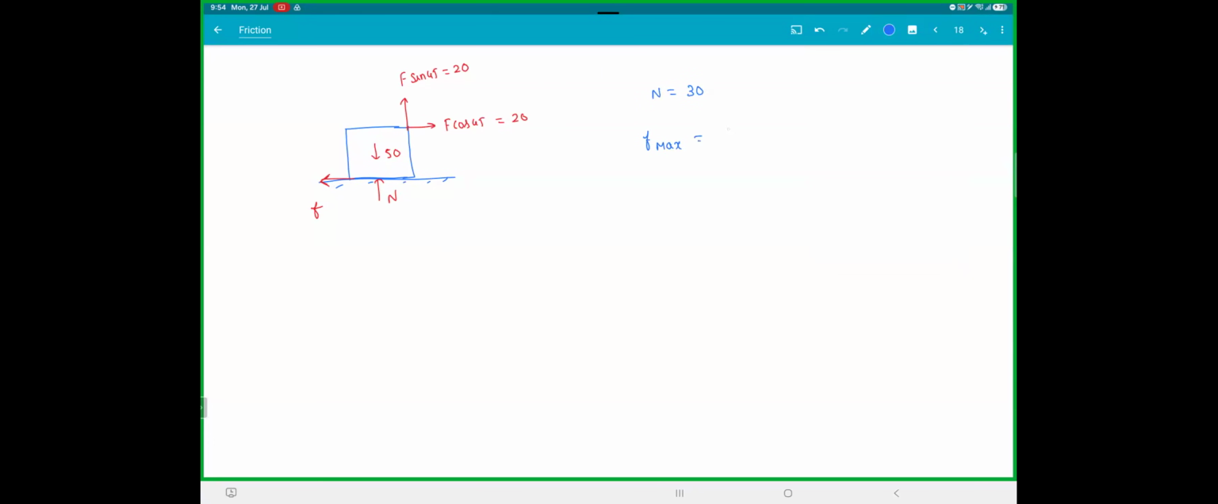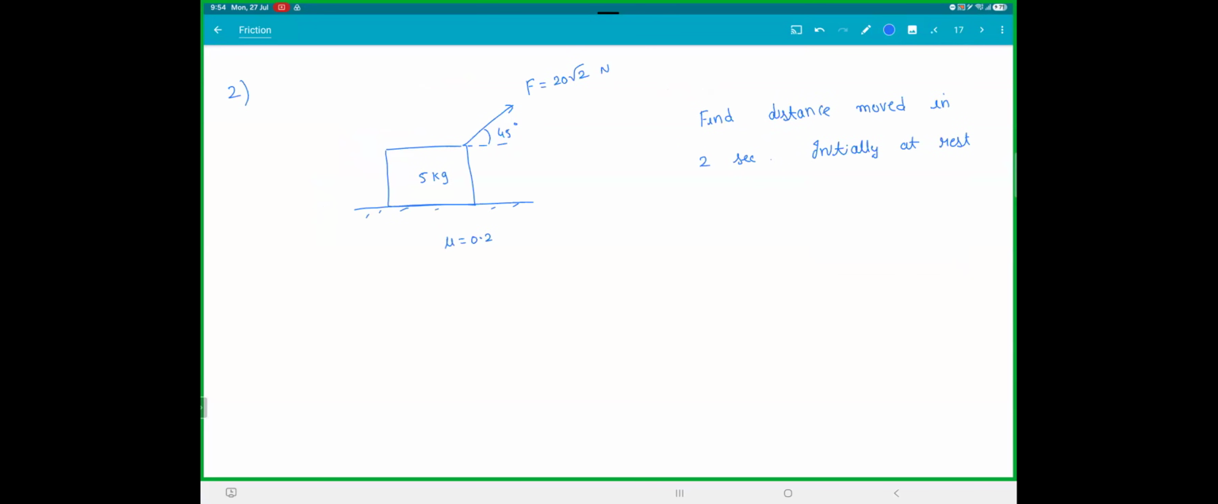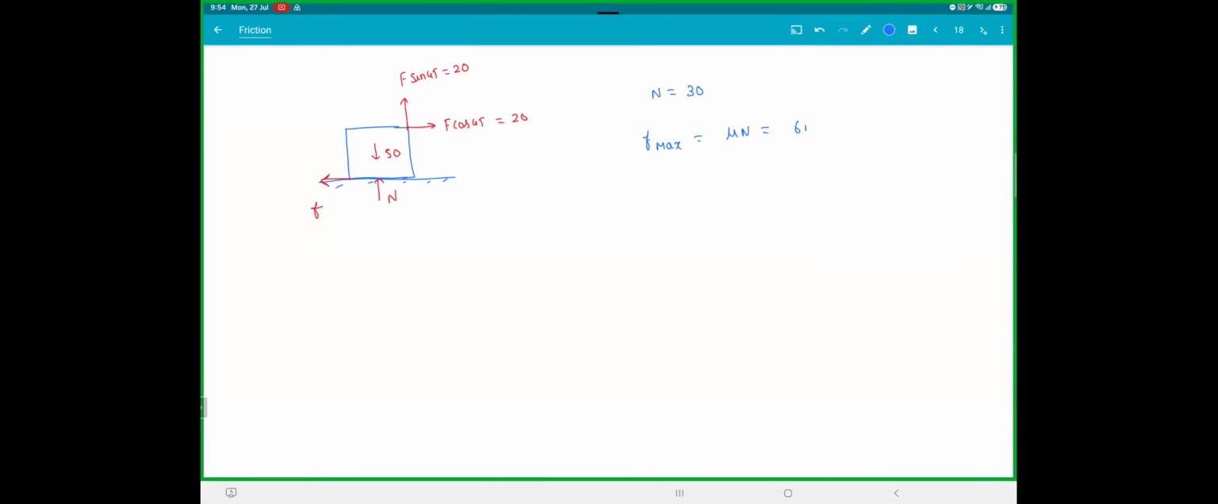What is f max? Mu N. Mu was 0.2, so this was 6 newtons. Perfect. Now we can clearly see here, since F cos 45 is greater than 6 newtons, the block is definitely slipping. Therefore, block is moving. Therefore, f is maximum. Now I'm sure f is maximum. Perfect. And the acceleration is forward. I think at this point, question got over.